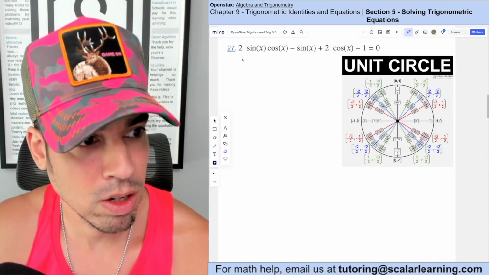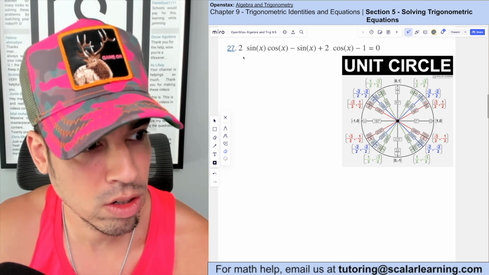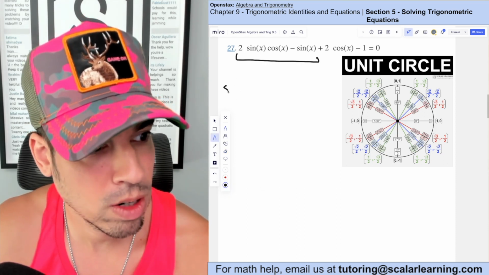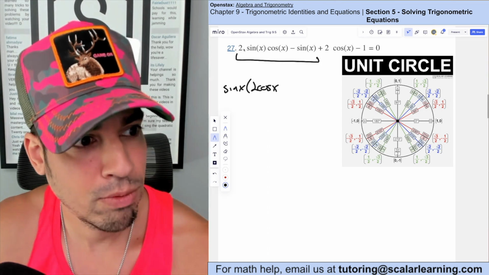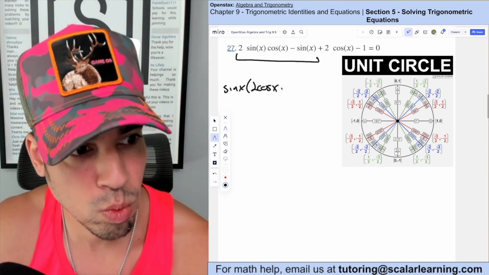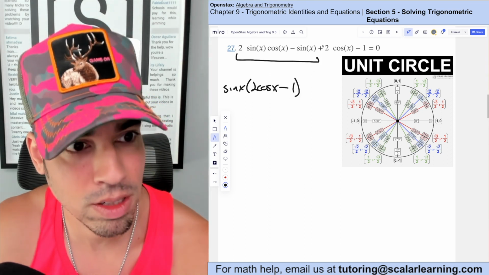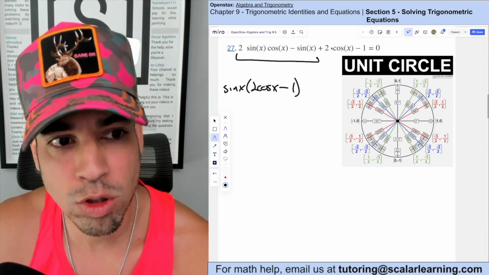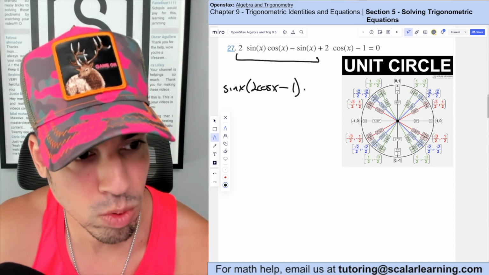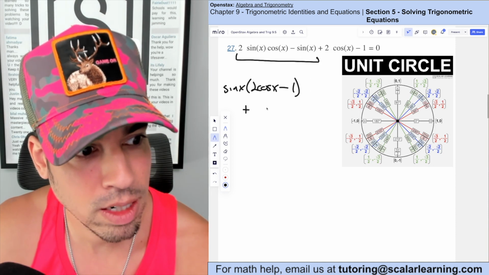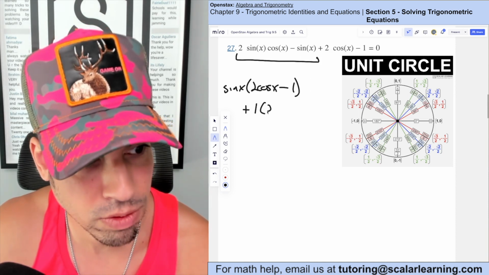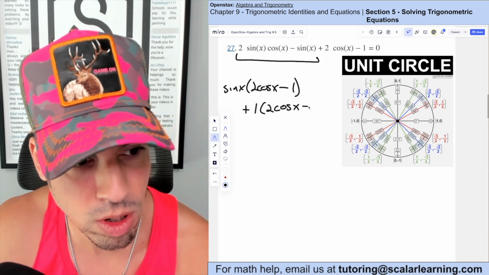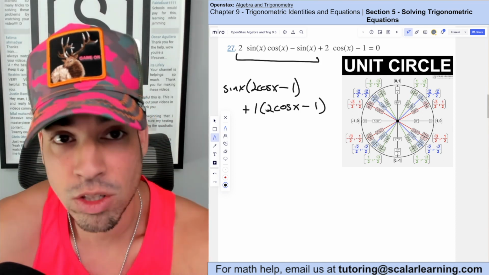So for this one, I'm going to do a little factoring by grouping. I see these two here, and they both have a sine of x. So I'm going to factor out sine of x first. And I'm left with 2 cosine x and then -1, because I'm pulling that entire sine out. Now, the reason why this is cool is because I have 2 cosine x minus 1 here. And the way I'm going to write it is I'm going to put a 1 in front of 2 cosine x minus 1. That's fine because anything times 1 is just itself.